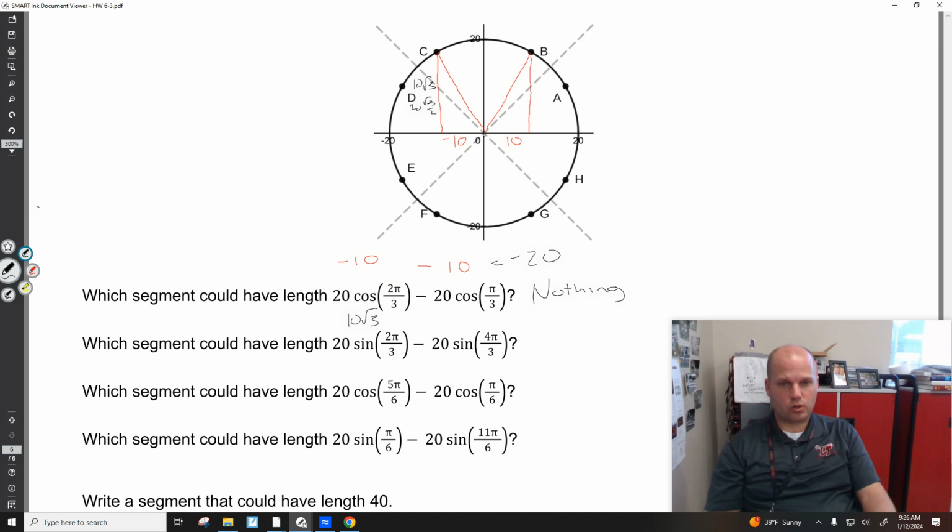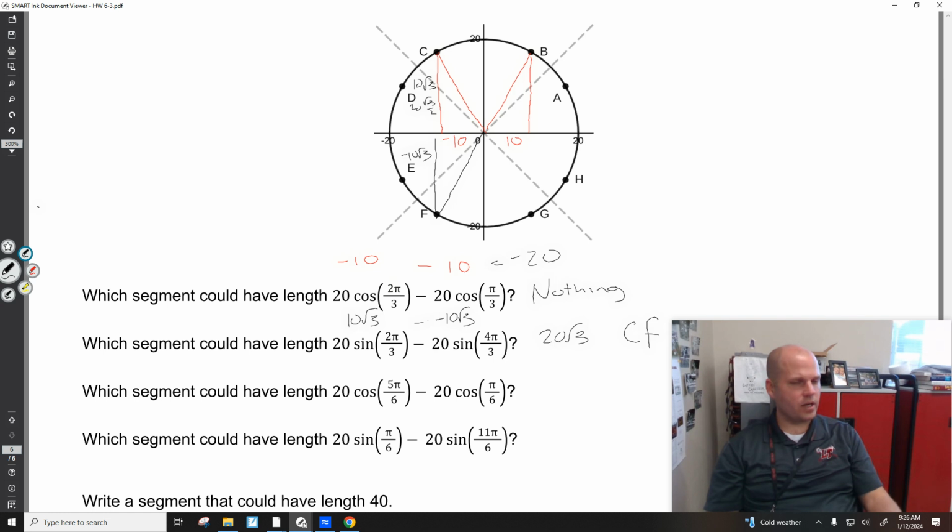If I go towards 4 pi over 3, that's going to be like here. That's going to be negative 10 root 3. If I subtract negative 10 root 3, I get positive 20 root 3s. What that looks like is the distance between C and F, which is good. It's a positive distance.